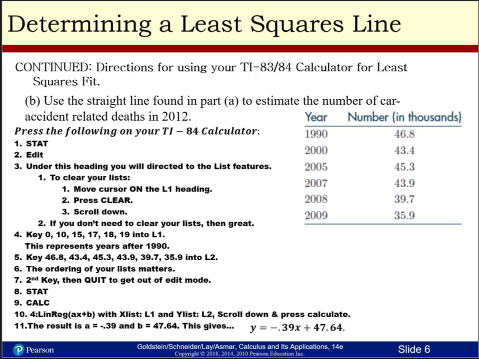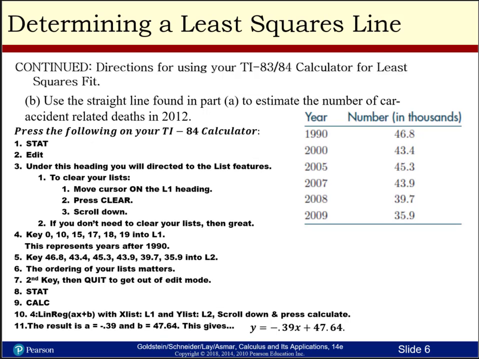First thing you're going to do is press the following on your TI-84 calculator, or 83, doesn't matter. Hit the button Stat. Go to where it says Edit, and you'll hit Enter. Under this heading, you'll be directed to the list features, and sometimes you might need to clear your list if you already have some things in there.